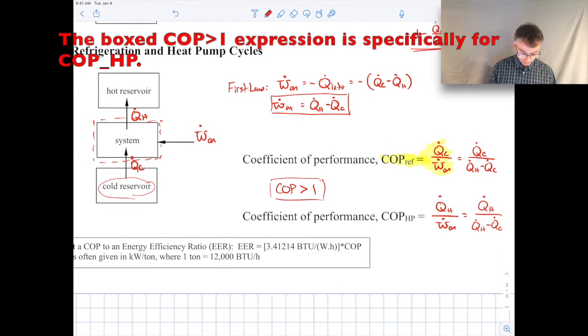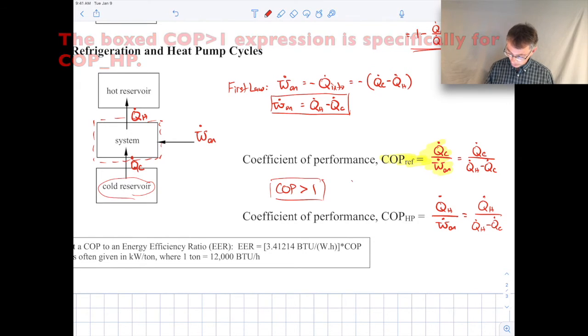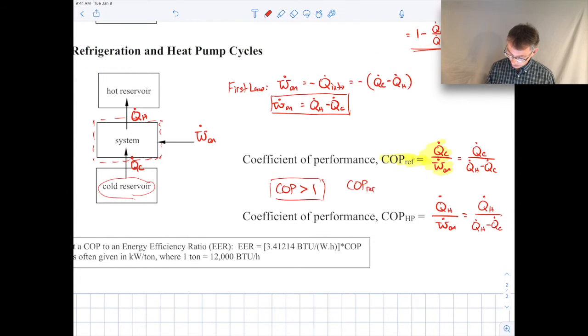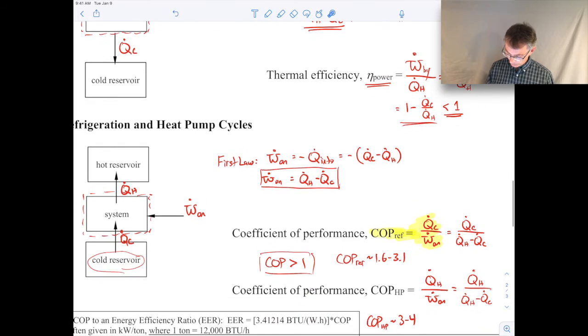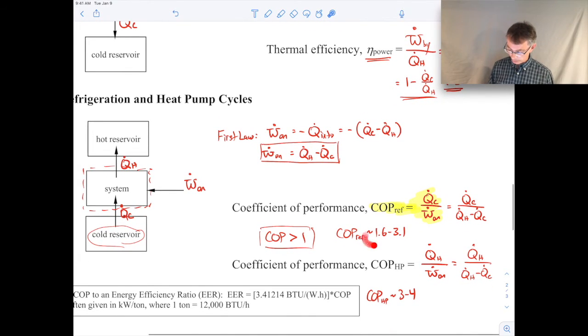And now typical values for coefficients of performance for a refrigeration cycle. A typical value might be on the order of 1.6 to 3.1. Coefficient of performance for a typical heat pump cycle might be on the order of 3 to 4. They're defined differently, right? There's a Q dot C here and a Q dot H there, so you'll see different values. So those are typical values. Now, the thermal efficiency up here and the coefficients of performance down here, these are all dimensionless quantities. They have no units associated with them. They're just numbers like 1.6 and 3.1.